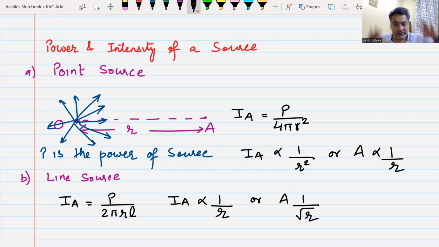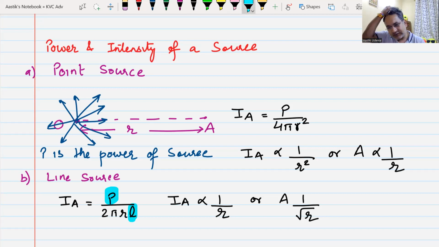Have you noted it down? Do you understand this? Sir, why is 2 pi r L in the denominator? L is the length of that source. Just write it.